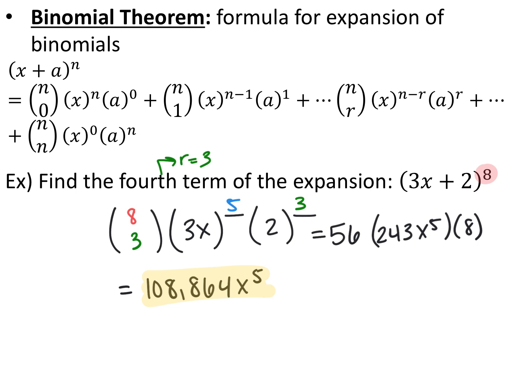And then plugging everything in my calculator, 8 choose 3 is 56. 3x to the 5th power is 243x to the 5th. 2 cubed is 8. Multiply everything together, you end up with 108,864x to the 5th. So binomial expansion, using this pattern to expand out these binomials raised to a power, being able to do the entire expansion, or also being able to find specific terms in the expansion.